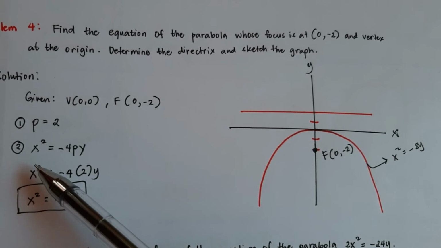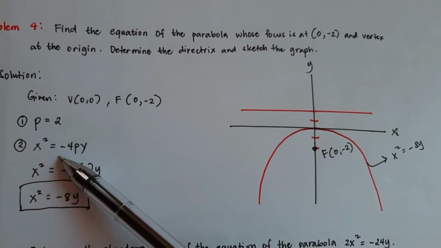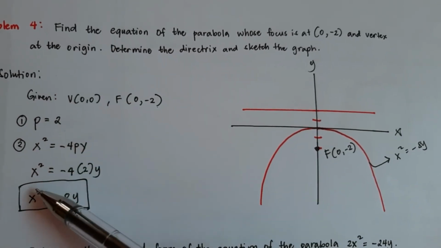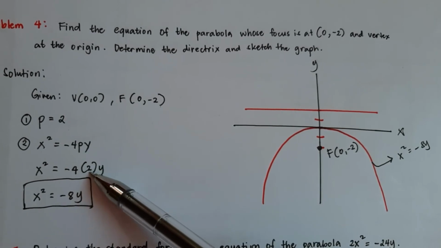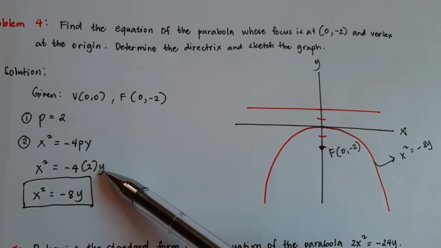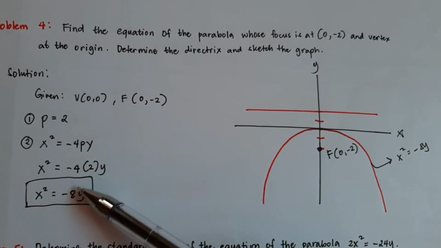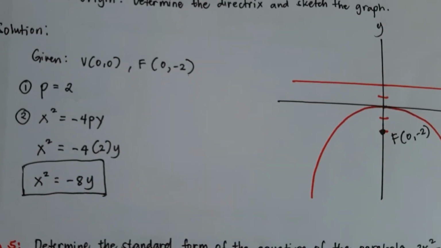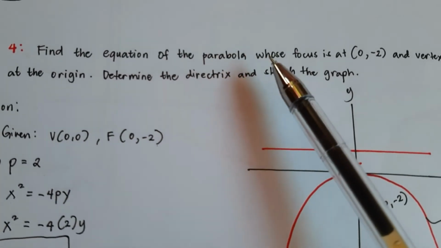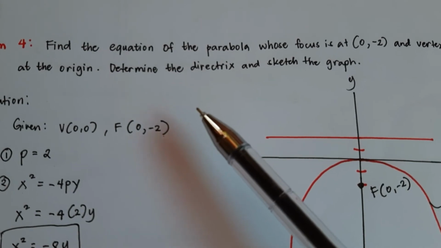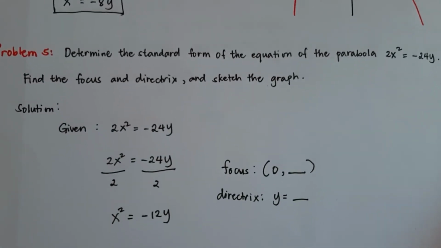No? So let us go now to the equation. So x squared is equal to negative 4py. Yun yung gagamitin natin. So x squared is equal to negative 4, replace the value of p with positive 2, then y. Then you have x squared is equal to negative 4 times 2, negative 8y. So yun na yung ating sagot dun sa tanong na find the equation of the parabola whose focus is at 0, negative 2. Okay, let us now proceed to the problem number 5.